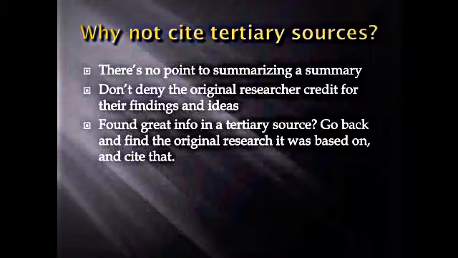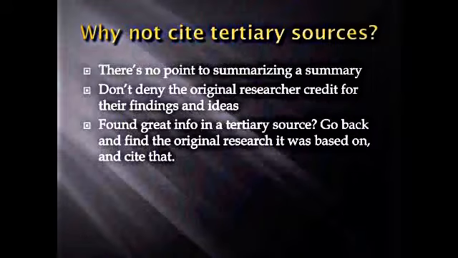But in general, for a research paper, you're expected to follow the same rule that any scholar would follow in writing an article, and that means that you use only primary sources and scholarly secondary sources. If you find a piece of good information in a tertiary source and you want to use that information, find out what the tertiary source was based on and cite that.